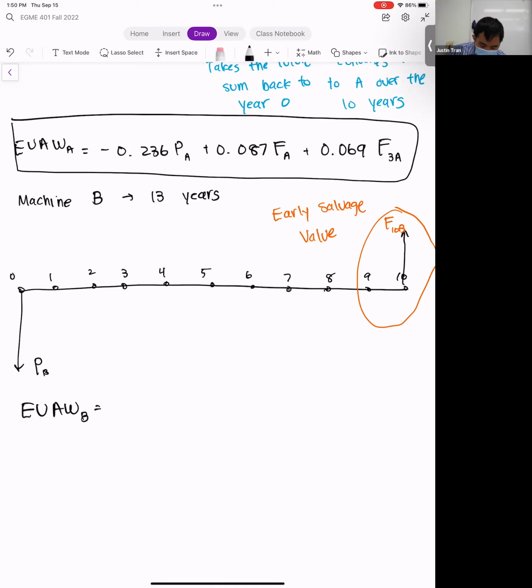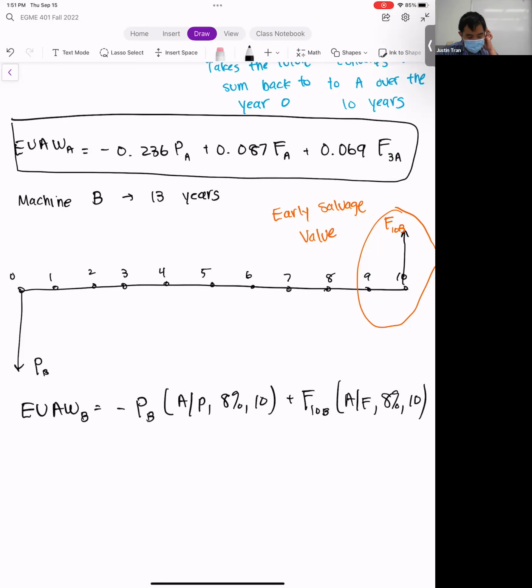All right, so let's go ahead and compute the EUAW. We have minus PB times A over P, 8% and 10. Since the PB there is the standard form for a present sum, we can do this in one conversion. And it just so happens that the F10B here is also in standard form, so we also only have to do this one step. It's F10B, and we convert it A over F, 8%, and 10 years.